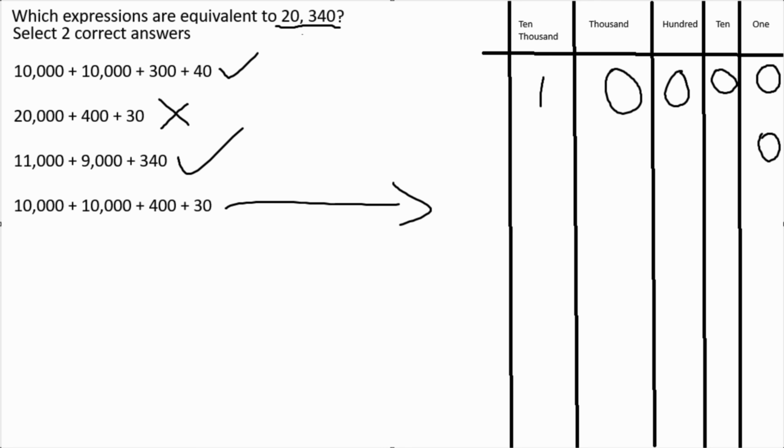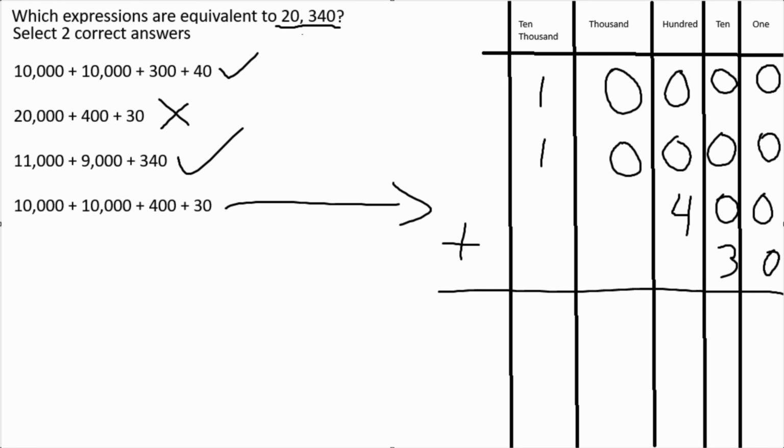All right, we're going to put 10,000 again in our place value chart. Okay, and we're going to add 400 to that. Okay, 0, 0, and another 4 in the hundreds place. Then we're going to add a 30, 0 in the ones, 3 in the tens place. We're going to add this all together. All right, 0 in the ones place, 3 in the tens, 4 in the hundreds, 0 in the thousands, and 2 in the 10,000s. Again, the last part is wrong, which means this whole answer is wrong.